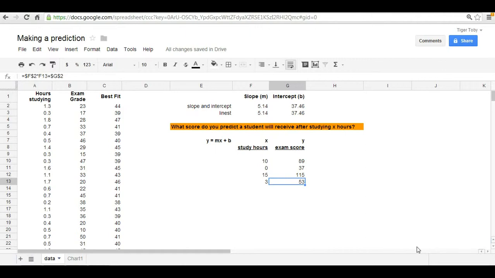So there you have it. You are able to predict what score you would receive after a given number of study hours.